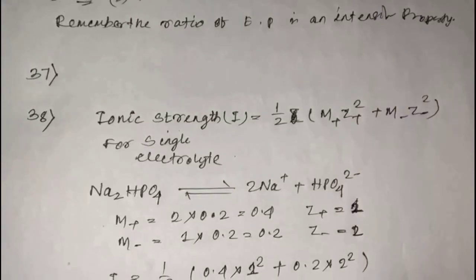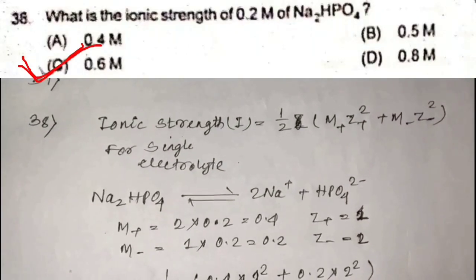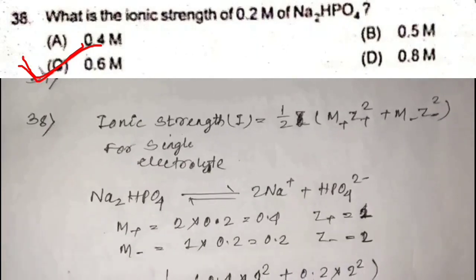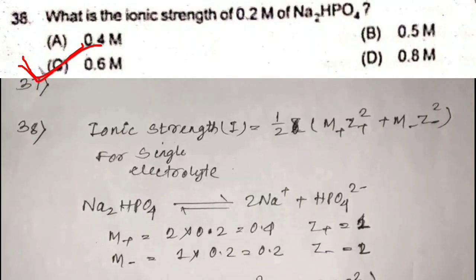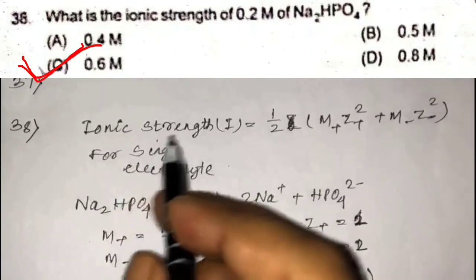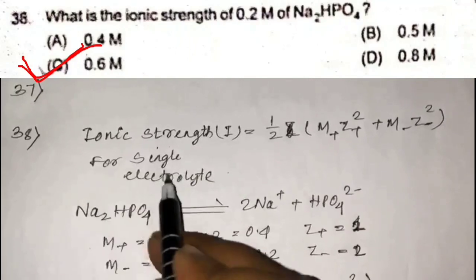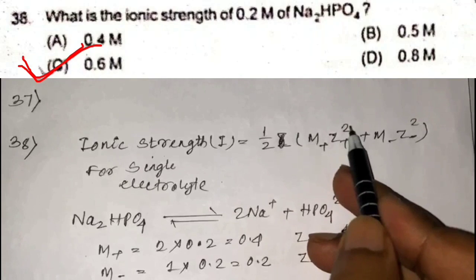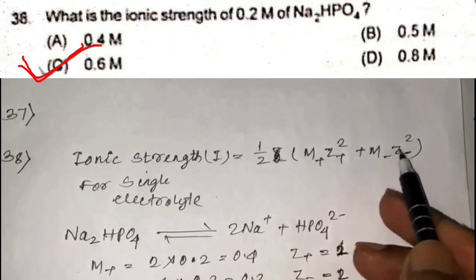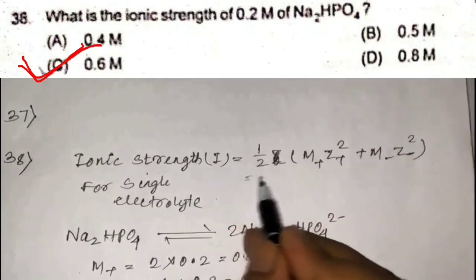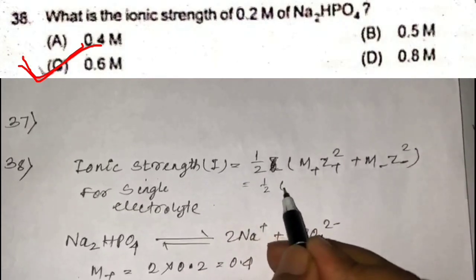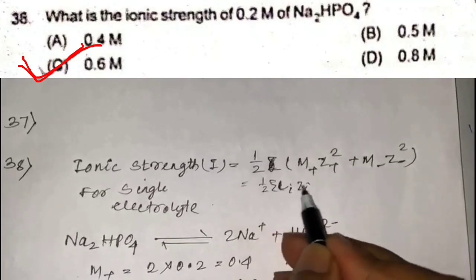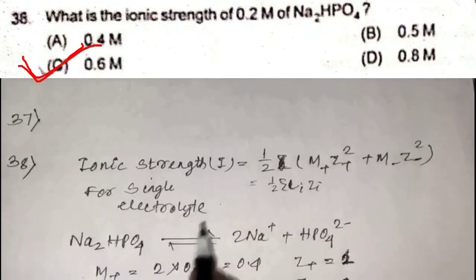Switch over to our next question. What is the ionic strength of 0.2 molar Na2HPO4? Okay, so we have to calculate ionic strength. The formula for the ionic strength of a single electrolyte is half of (M plus Z plus squared plus M minus Z minus squared), or you can write it as half the summation of CiZi squared, for a single electrolyte.